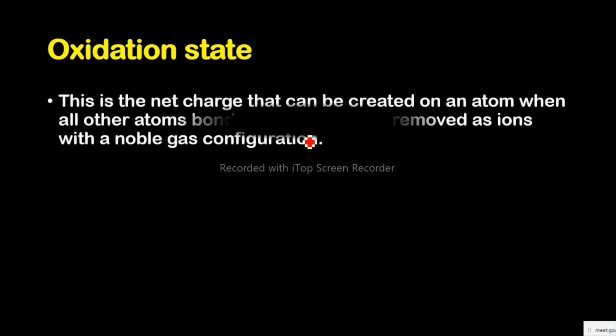Now if you are to compare the oxidation state, this one is a net charge. It is a net charge that is created on an atom when other atoms bonded to it are removed, as with a noble gas configuration. So in simple terms, for you to form a stable ion, you either gain or you lose.